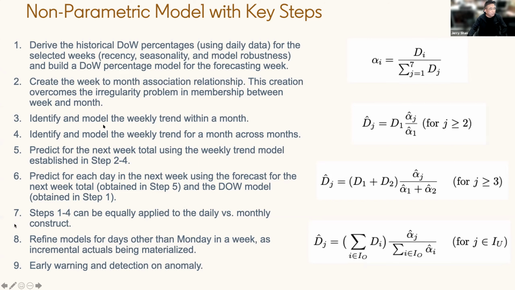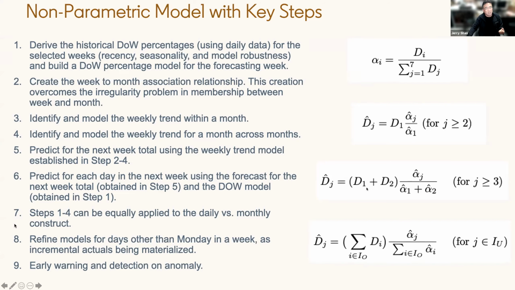And then, as I pointed out earlier, we need to identify and model the weekly trend within a month, kind of going up, but also across months. So in the last week of the month, it will reset itself. So we also need to identify and build a proper model for that. And then you can use the data observed so far. For instance, in a new week, you have observed Monday's actual, and you can use this relationship to project for the remaining days in that week.